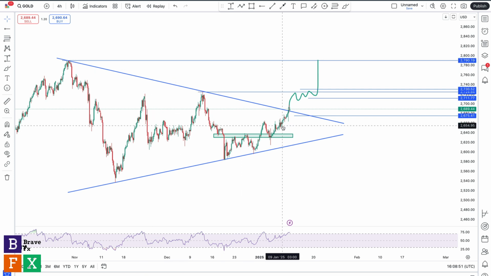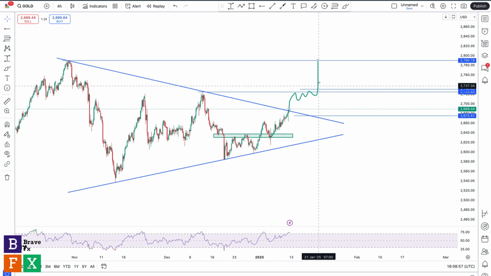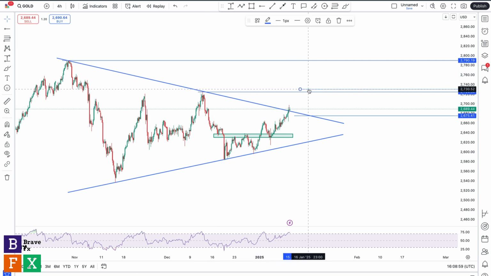You hold your positions and hold it as long as you can, because there's no telling how high gold is going to go. So that's my bullish case scenario. I hope it's clear enough, straightforward.